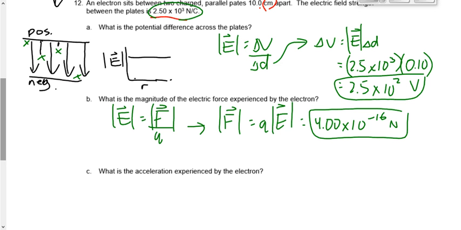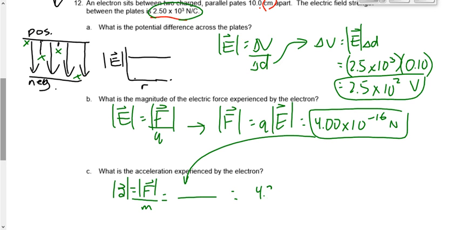Finally, what's the acceleration experienced by the electron? How do you find acceleration? Force needs to be with you. Is the force with us? Okay, let's use our little Jedi training here now. How do we use the force? Yeah, a is equal to F over m. We take that value, divide it by the mass of the electron, and it gives us 4.39 times 10 to the 14.